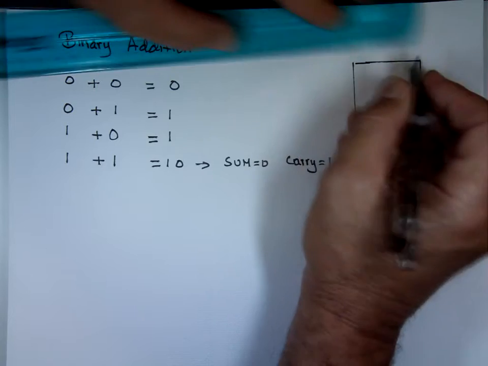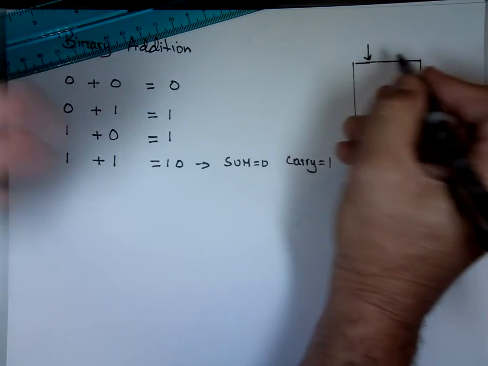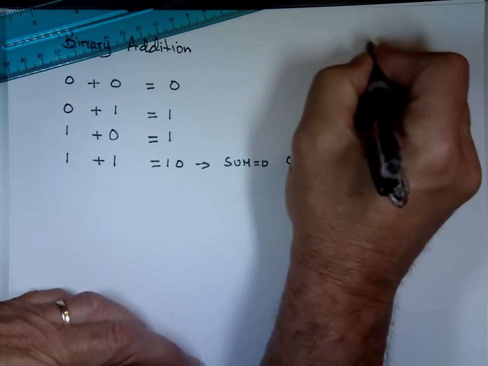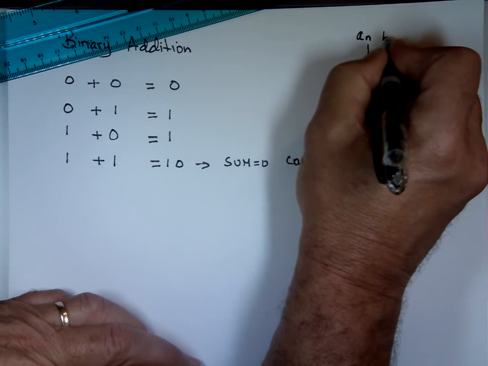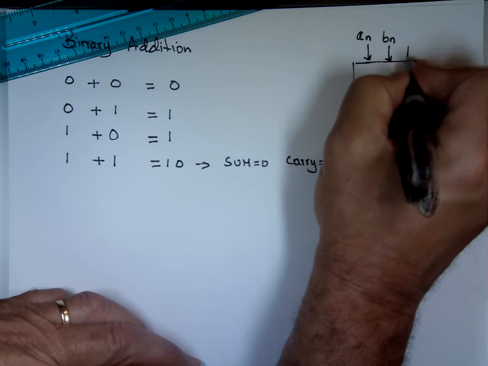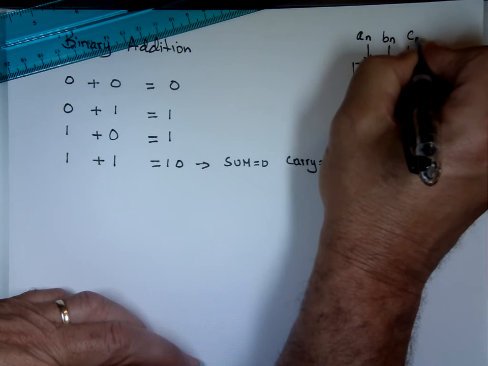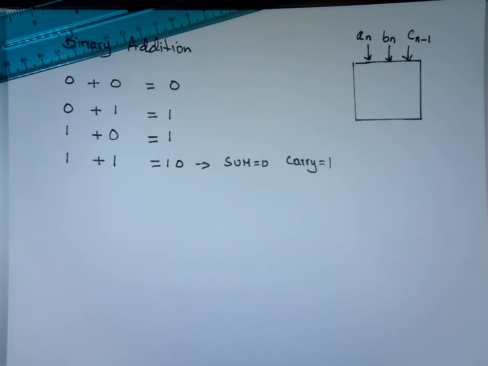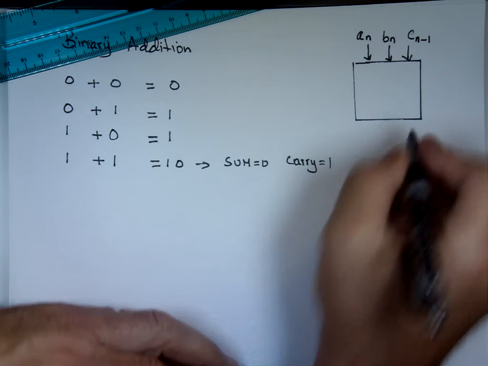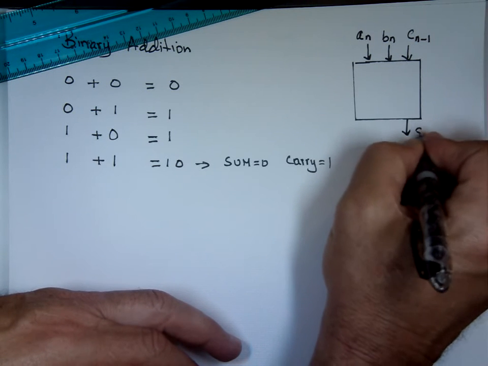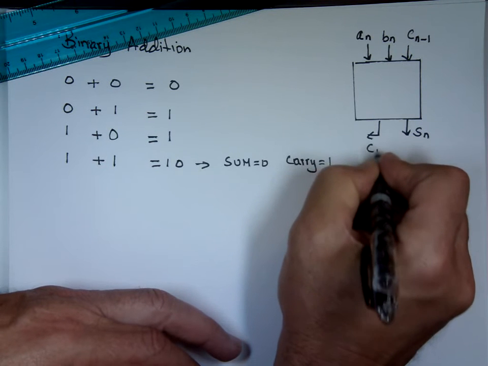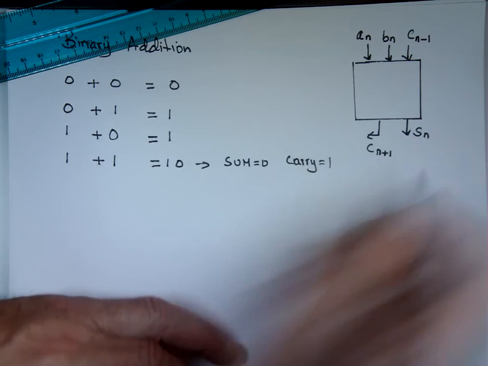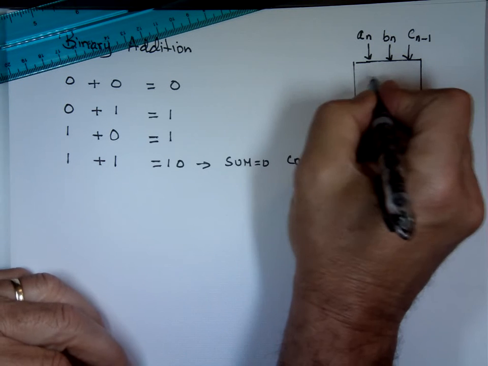Usually it has a digit for A and a digit for B, we'll call them AN, BN, 1 digit each. And you have a carry from the previous one, CN minus 1. It has a carry from the previous state. And now what you're going to have is the sum and the carry to the next state. That's what a 1-bit adder looks like.